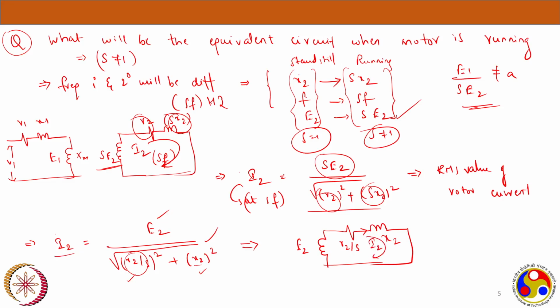because the I2 expression is the same, but the circuit is something I have rearranged so that I can get a different circuit. Let's say this is rotor circuit A and this is some circuit B. In circuit A and circuit B, the magnitude of I2 is the same. It's just rearranged and we got two different circuits. Right?